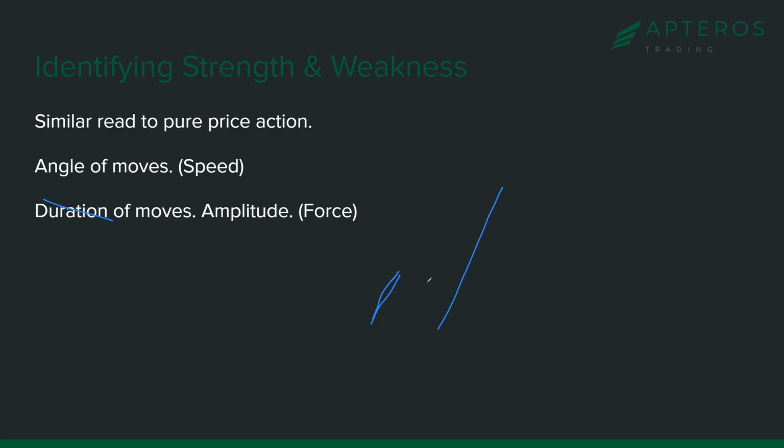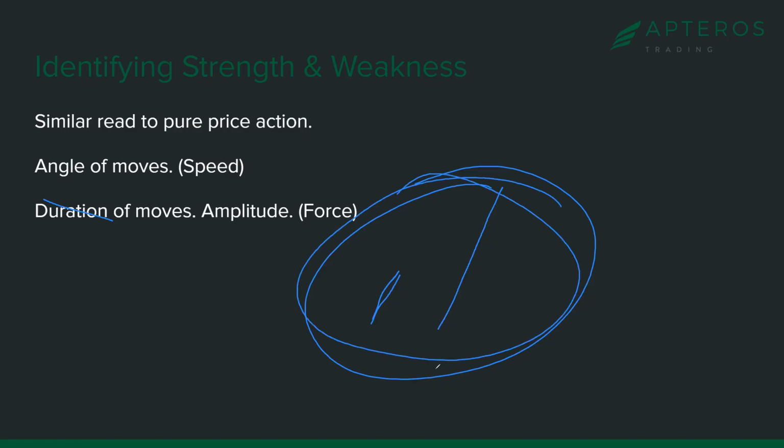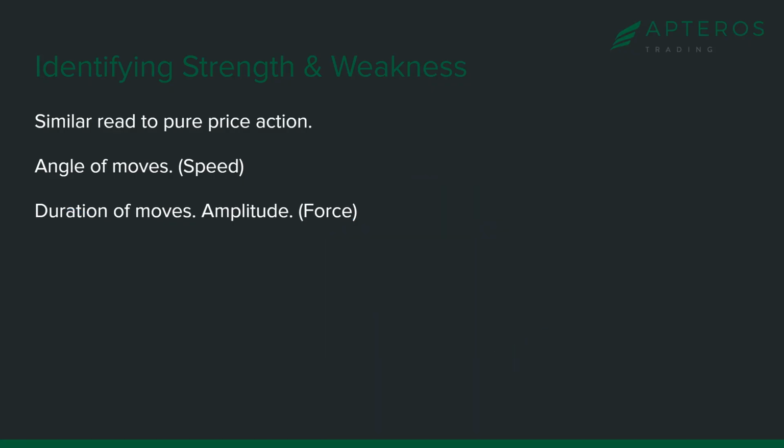So we could apply this to price action. We can apply this to how much order flow is being done per unit of time, how much aggressive order flow is being done, right? So we read it the same way, it's just different data sets.